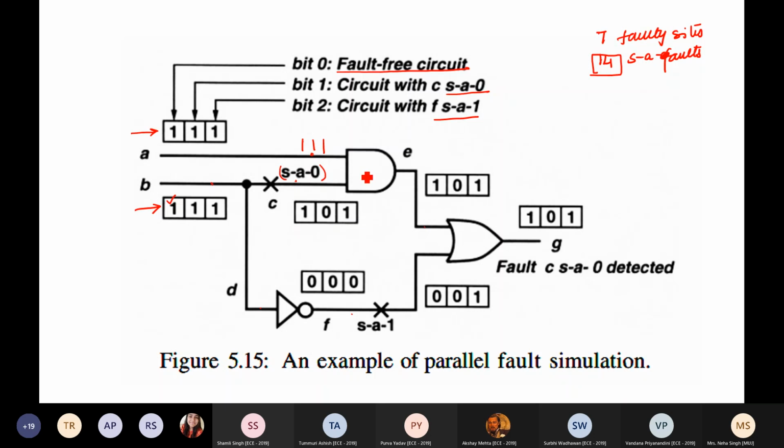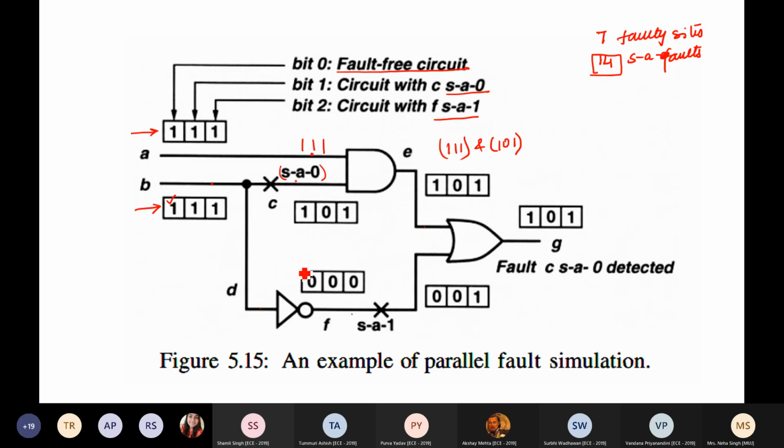So now the input to the AND gate becomes 1 1 1 on one wire and 1 0 1 on the other. If I logically AND the two inputs, I will get the value on wire E as 1 0 1. I am simply ANDing 1 1 1 with 1 0 1. So the output of E is 1 0 1.